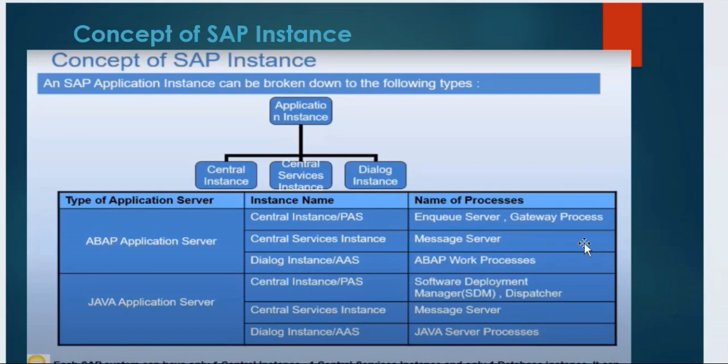First we'll talk about the single instance. Single instance means that the database instance and the application instance both reside on the same hardware. The second one is the distributed instance. Distributed instance means that the application instance and the database instance reside on different hardware. Here the application instance is divided into central instance, central services instance, and dialog instance. We will discuss each instance in the next slide.